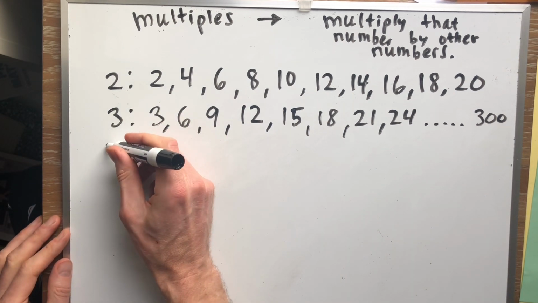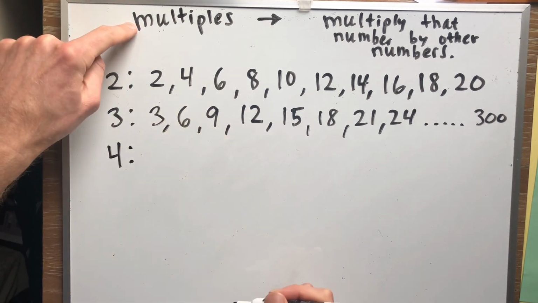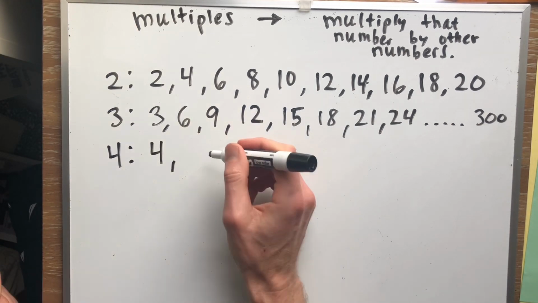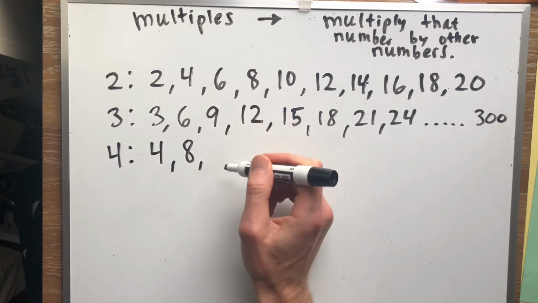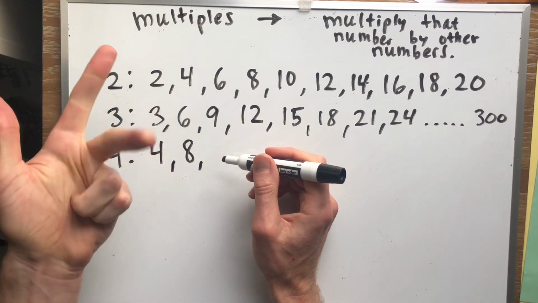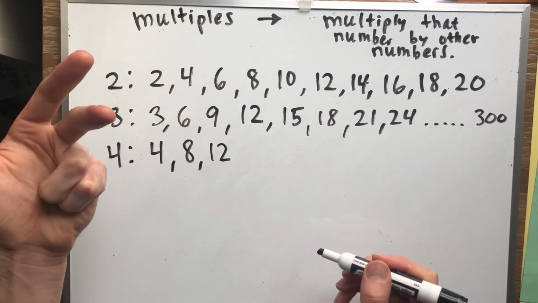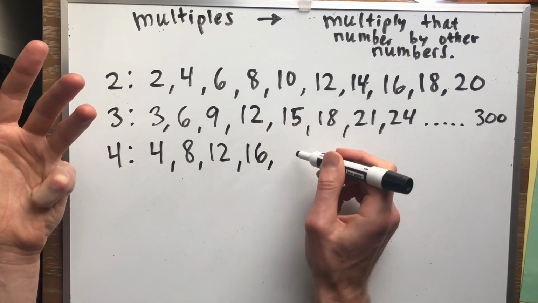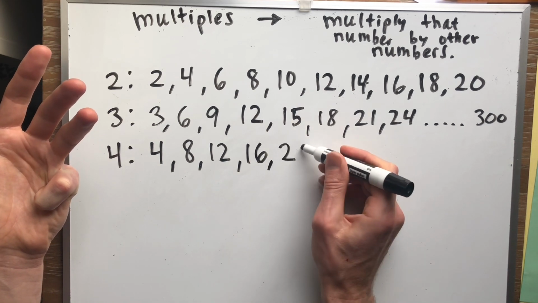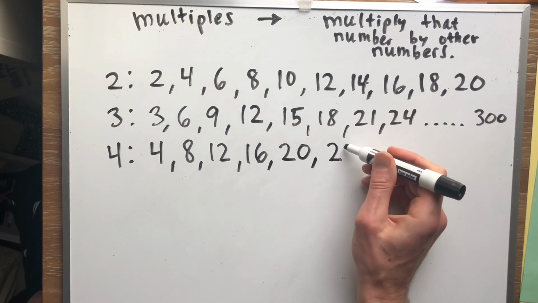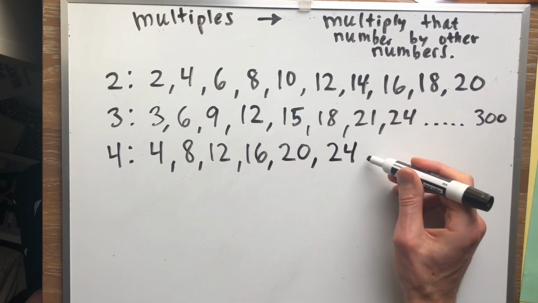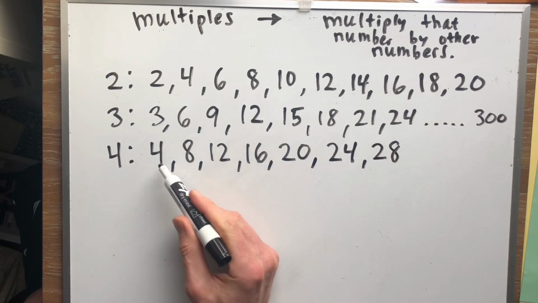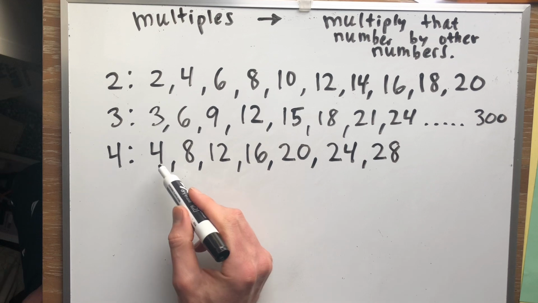Okay, let's do 4s. Skip counting by 4s. These are the multiples of 4. Well, 4 times 1 is 4. 4 times 2 is 8. 4 times 3 is 12. 4 times 4 is 16. 4 times 5 is 20. 24. Notice how these numbers all end evenly too, don't they?